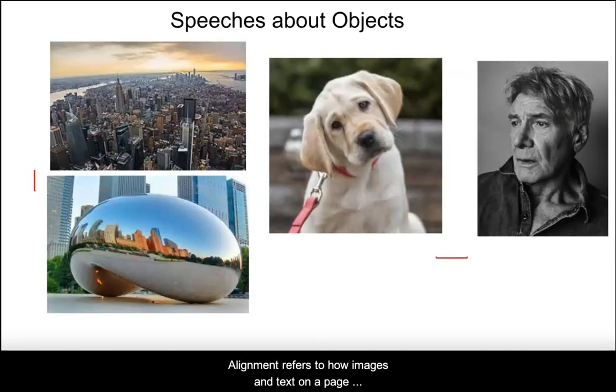Alignment refers to how images and text on a page are lined up, both horizontally and vertically. The overall guideline is not to mix alignments arbitrarily. That is, if you begin with a left alignment, stick with it for major parts of your page. The result will be a cleaner and more organized look.